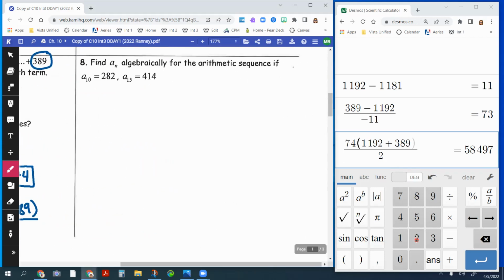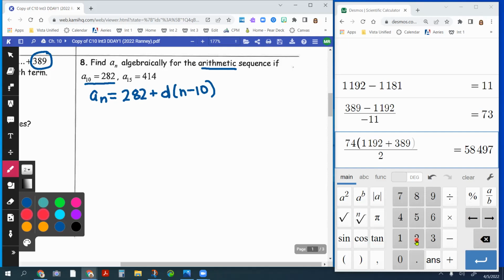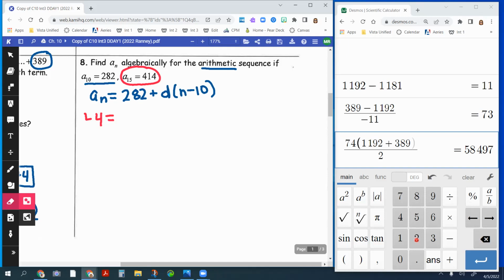On number 8, we have the 10th term. So I'm going to write an equation starting with the 10th term. And they're telling us that this is arithmetic. So 282, I'm adding some d. Since this is my 10th term, this is going to be an n minus 10, because this one here is our 10th term. So now I'm going to put in the second value here, 414, for my a sub n.